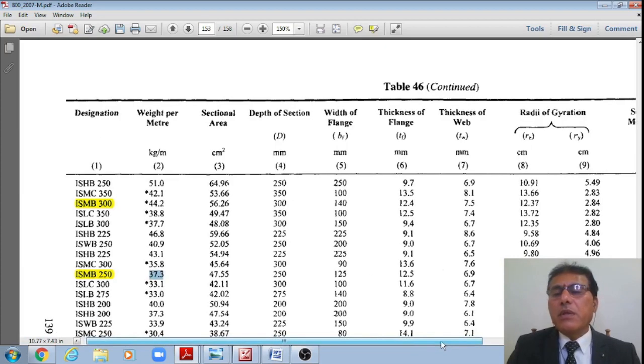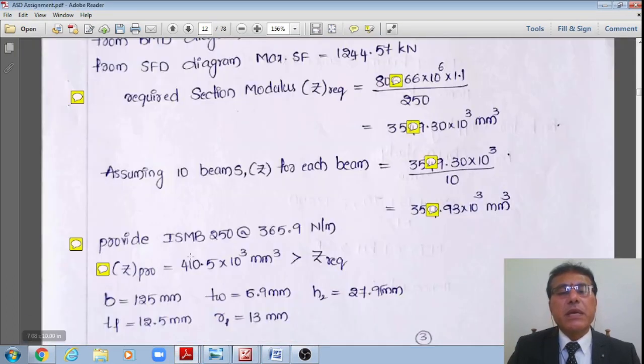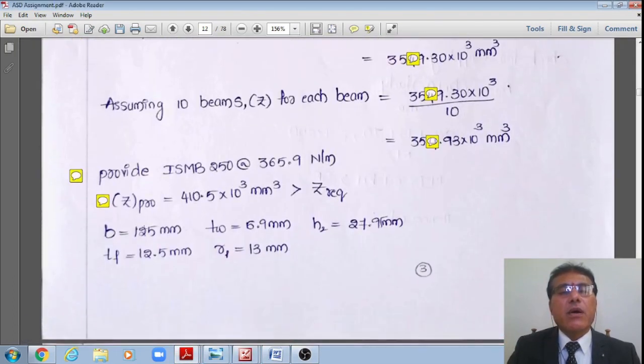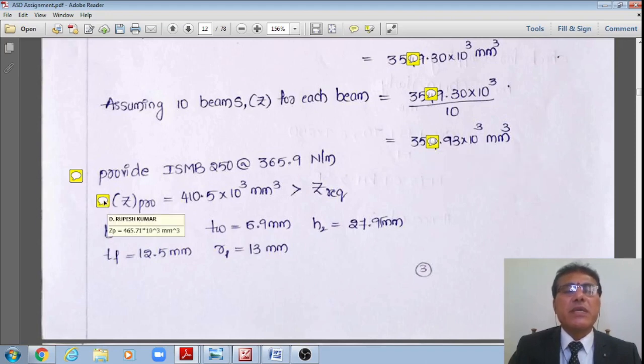I am just noting down the relevant properties, student, right? The plastic section modulus is equal to 465 and other properties also. I just noted down those relevant properties, student. You may please see that. Already noted down. The plastic section modulus is equal to 465.71 × 10^3 mm³, which is greater than the required plastic section modulus for the trial section, which is 477. Almost approximately the same. Therefore, I'll proceed with this, and I'll note down the other properties, right?